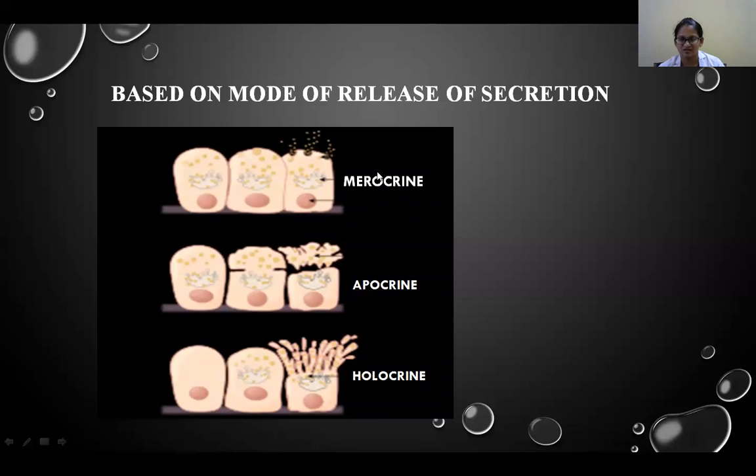Merocrine secretion occurs through exocytosis in the apical portion, whereas in apocrine the apical part is pinched off from the cell, whereas in holocrine cell death occurs and the secretory products are released through the cell death. Okay. Example for merocrine is parotid and pancreas, whereas apocrine gland is mammary gland, whereas for holocrine, sebaceous gland is an example.